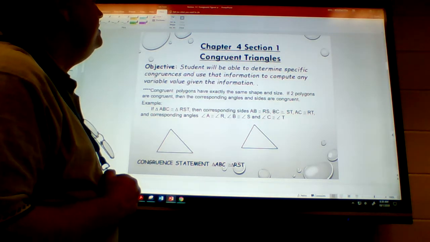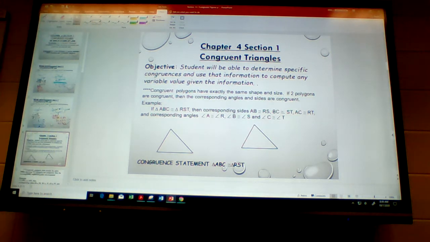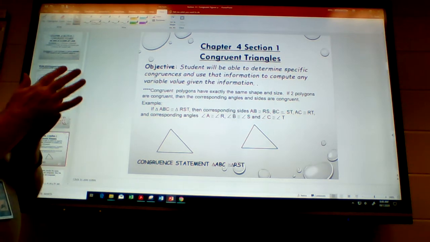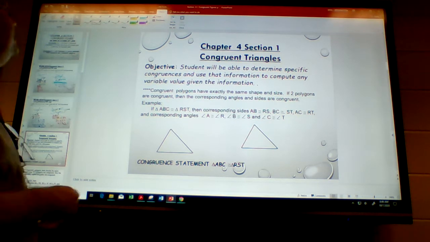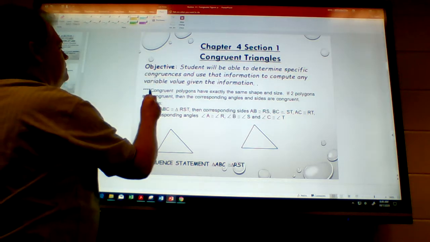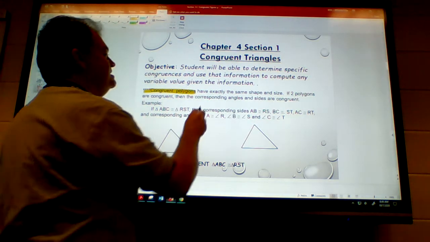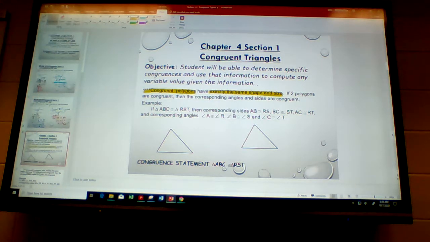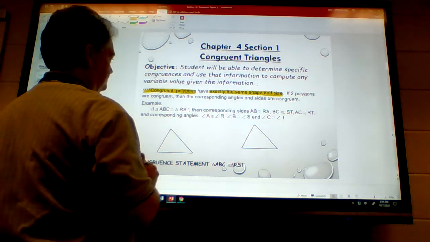Now, the objective. Today you'll be able to determine specific congruences and use that information to compute any variable value given the information. Okay, now, here's what you need to know, and I'm going to highlight this for you. Congruent polygons have exactly the same shape and size. If two polygons are congruent, then the corresponding angles and sides are congruent.